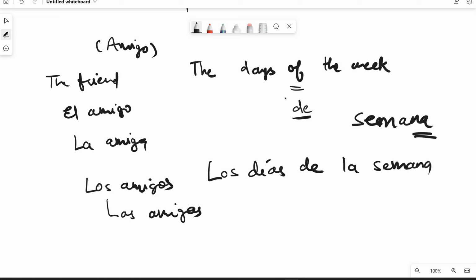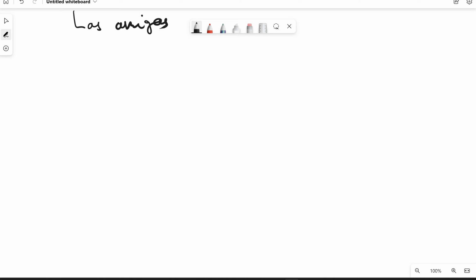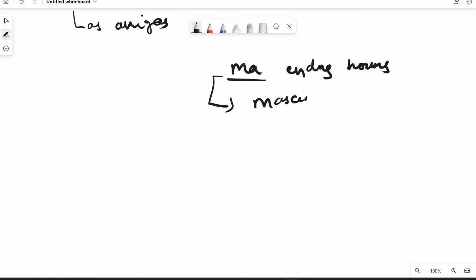You need to remember the nouns that end in O are masculine. Your exceptions are radio, foto, moto, mano. The nouns that end in A are feminine. Your exceptions are día, planeta, sofá, mapa, agua. Now there is another category which is MA ending nouns. All the MA ending nouns are masculine. Obviously, there are some exceptions here as well. So not all the MA ending nouns, most of the MA ending nouns are masculine.